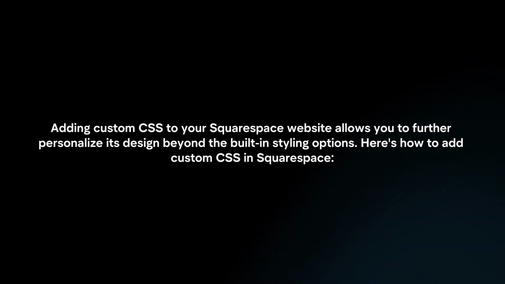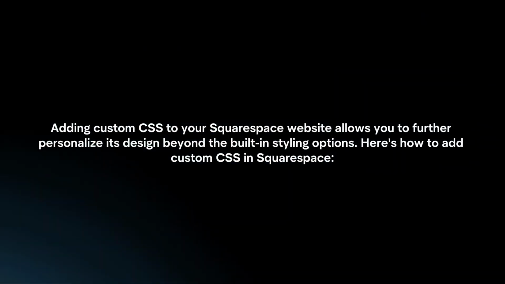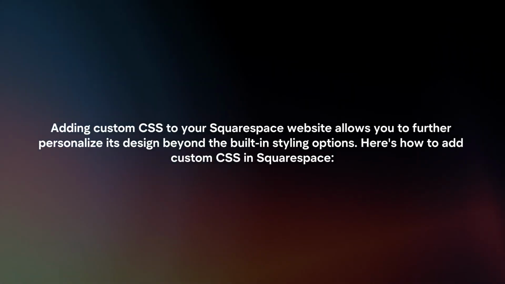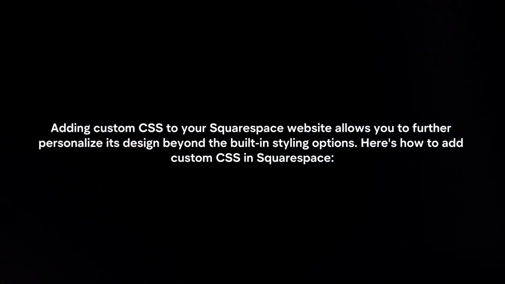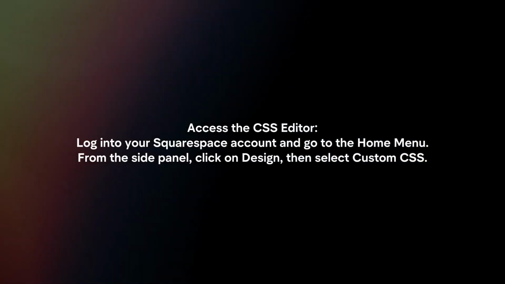Adding custom CSS to your Squarespace website allows you to further personalize its design beyond the built-in styling options. Here's how to add custom CSS in Squarespace. Access the CSS editor. Log into your Squarespace account and go to the Home menu.